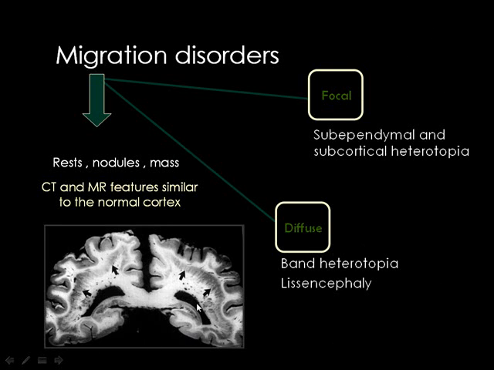Here is the ventricle. Here are the neurons which are migrating towards the cortex, and they stop in between before reaching the cortex. Then you get what is known as the double cortex. An original cortex, then gray matter, white matter, then another cortex, then white matter by the ventricle. Whenever you see a band like this of gray matter below the original cortex, you call it diffuse heterotopia, or band heterotopia, or double cortex heterotopia.